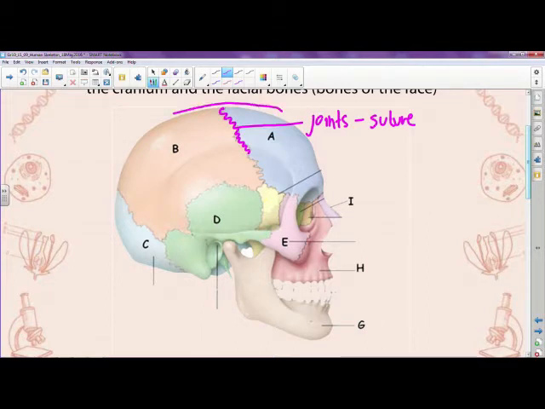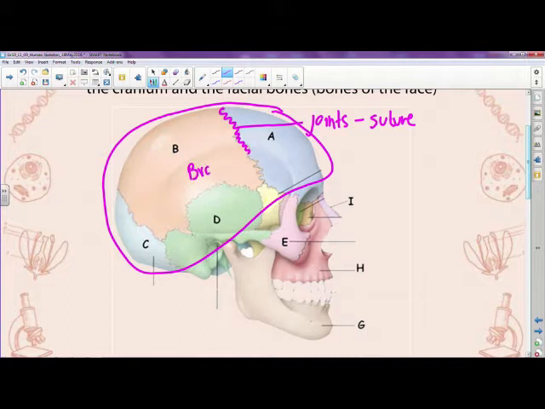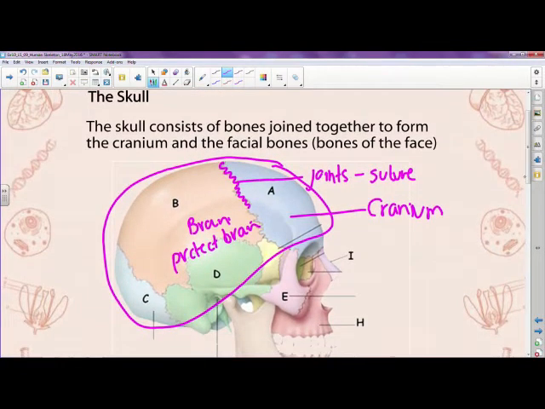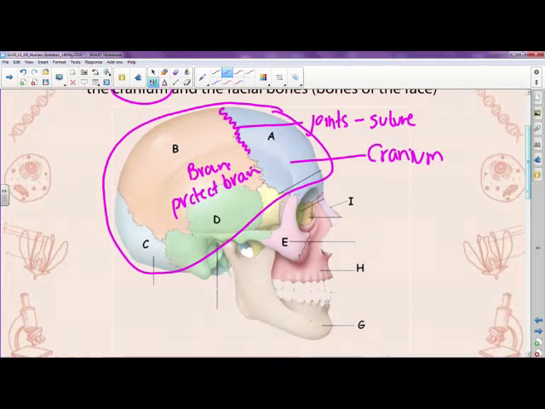Now, a concept I want to clarify with you is the following. These parts over here, labeled A, B, C, D, inside there we're going to find the brain, and these bones are going to protect the brain. Those bones make up the cranium. So when we look at the skull, what we notice is that it's almost made up of two parts. It's the cranium, which is going to protect the brain.